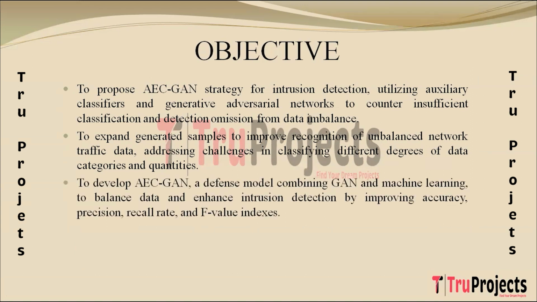We aim to develop ACGAN, a defense model combining GAN and machine learning to optimize intrusion detection metrics. The ACGAN defense model is a holistic approach that combines the strengths of GANs and traditional machine learning to address data imbalance in intrusion detection. By integrating GANs for data augmentation and machine learning for classification, the model seeks to balance the dataset, ensuring equal representation of different intrusion classes. This equilibrium contributes to improved accuracy, precision, recall, and F-value indexes.